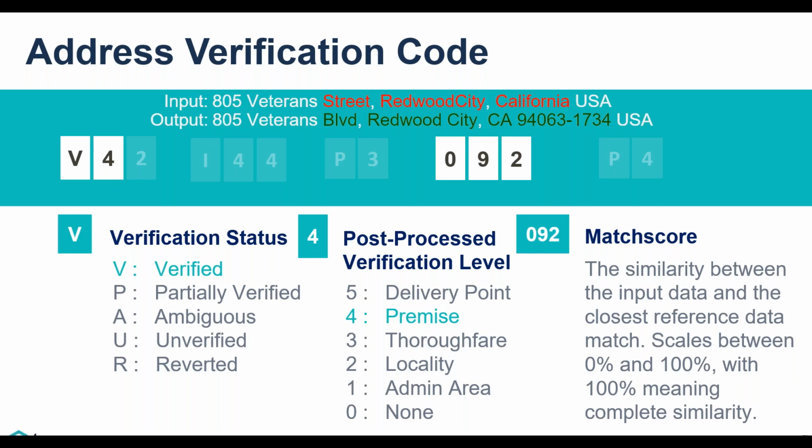Redwood City, California, those two things didn't force any decrease because those are known valid aliases. And the fact that the zip and zip +4 was added also does not decrease the match score because it's added information. So at the end of the day, you know that this is a good address because you've got verified to the premise level for a US address, and it's a really good match score.